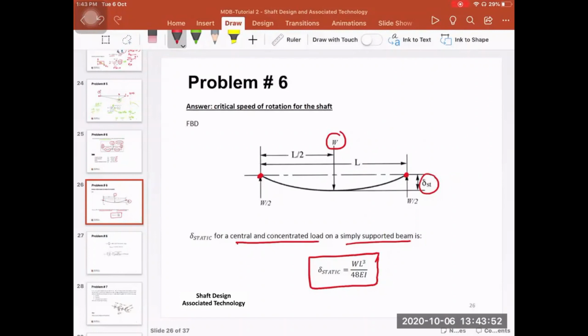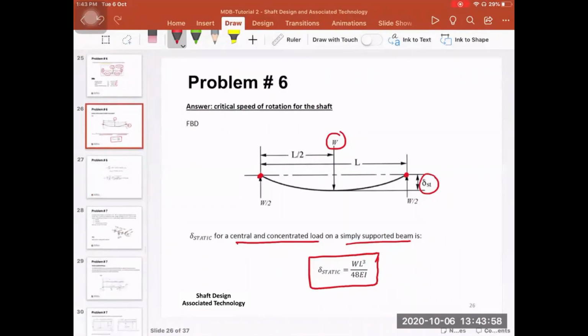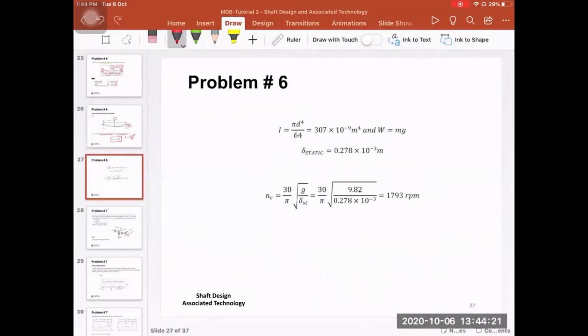So what we need here in order to calculate the static deflection is the weight. The mass is given. Simply multiply the mass by g, and this will give you the weight. Elastic modulus is given. The I value, or the moment of area: we have a solid circular shaft, so it's pi times d to the power 4 over 64. This can be calculated easily as well. So the second moment of area here is 307 times 10 to the power negative 9, in meter to the power 4.